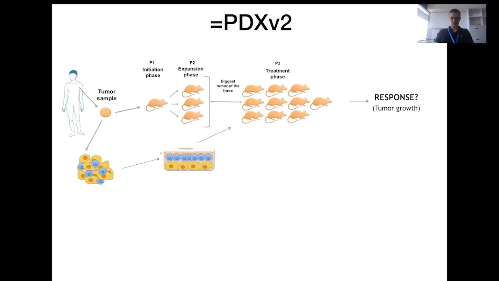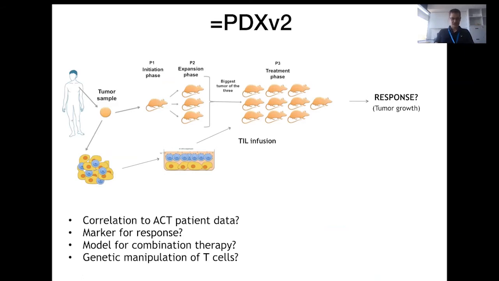And this type of model we would call PDX version 2, and we could then see if this model would correlate with adoptive T cell transfer patient data, if we could find markers for response, and if we could use it for modeling combination therapies between targeted therapy or epigenetic therapy and adoptive T cell transfer. It would also be interesting to genetically manipulate T cells that don't work in the PDX version 2 model to enhance their effects, to later be translated into the clinic.